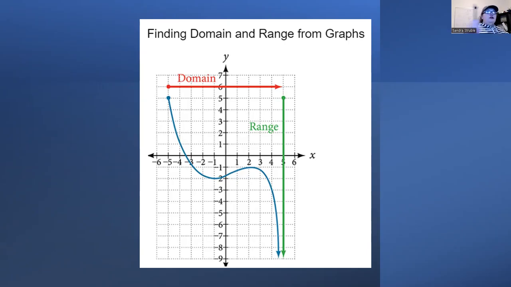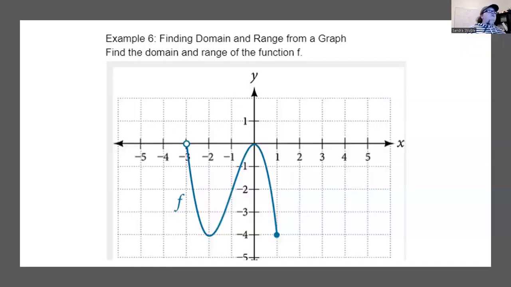Remember, domain is going to look at your x-axis, what's the expanse across the graph, and then your range is going to look at the vertical. So it's going to look at your y-axis, bottom to top. All right. Finding domain and range from a graph, find the domain and range of this function. Okay, so domain, we're going to strictly look at our x-axis going from left to right.